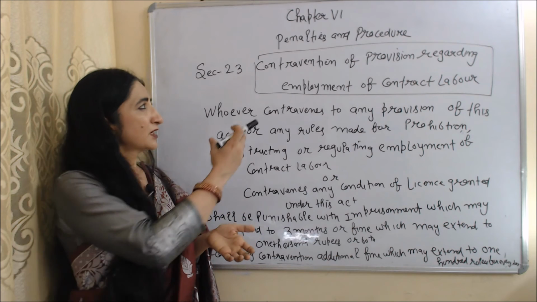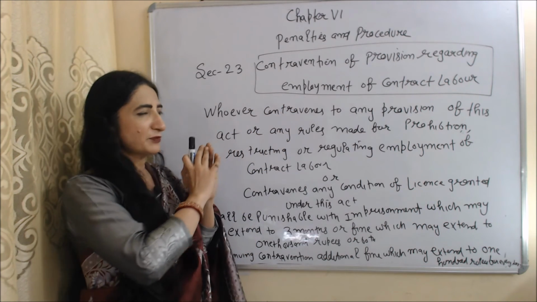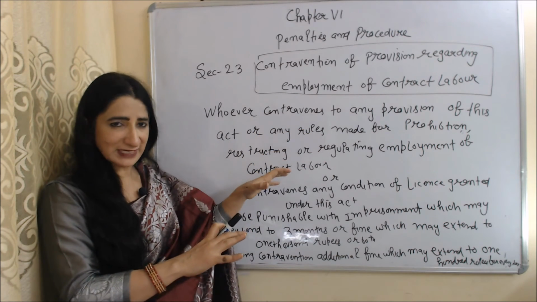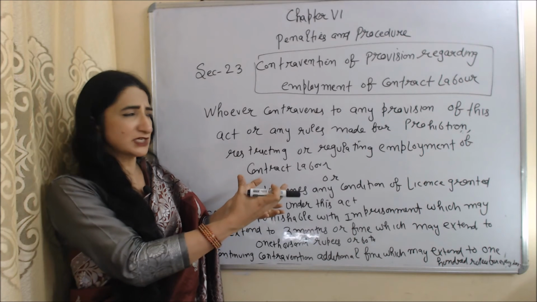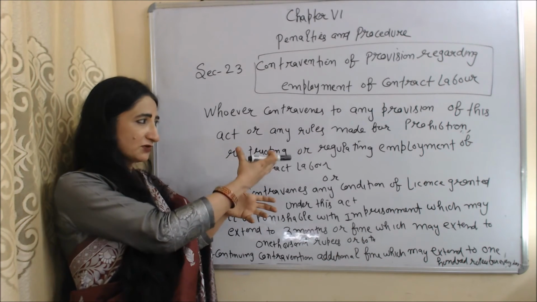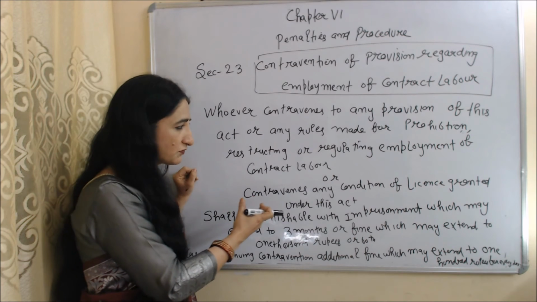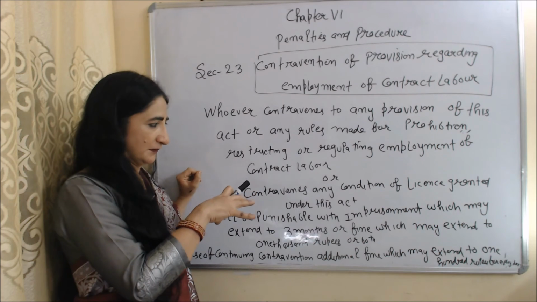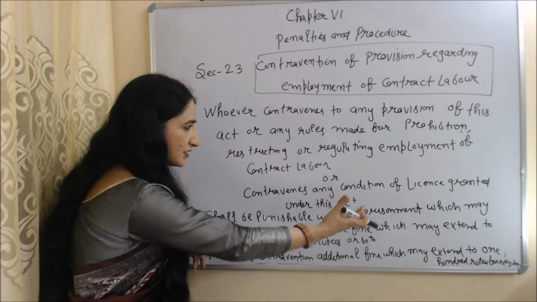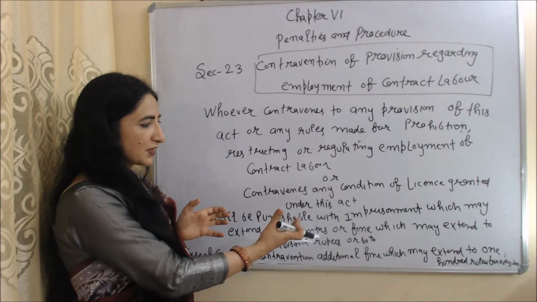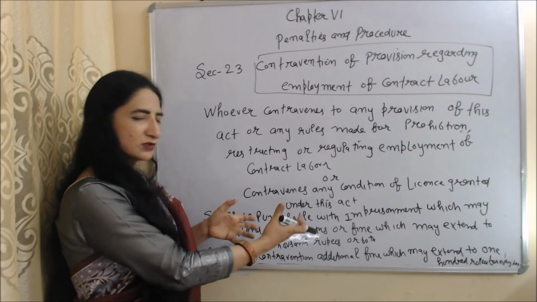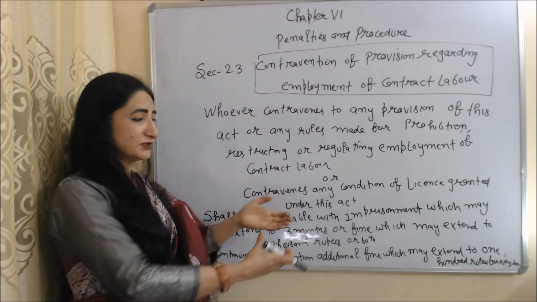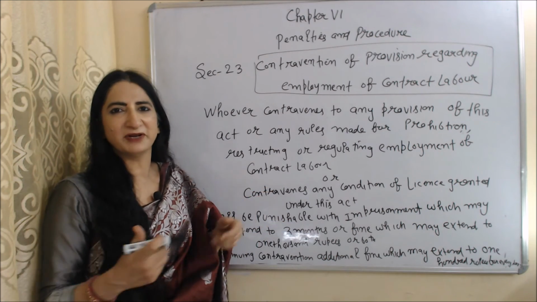Section 23, contravention of provisions regarding employment of contract labor. Whoever contravenes any provision of this act, or any rule of this act made for prohibition, restriction and regulation, or contravenes any condition of a license granted under this act, shall be punishable with imprisonment which may extend to 3 months or fine which may extend to 1000 rupees or both. But in case of continuous contravention, there is an additional fine which may extend to 100 rupees for every day.